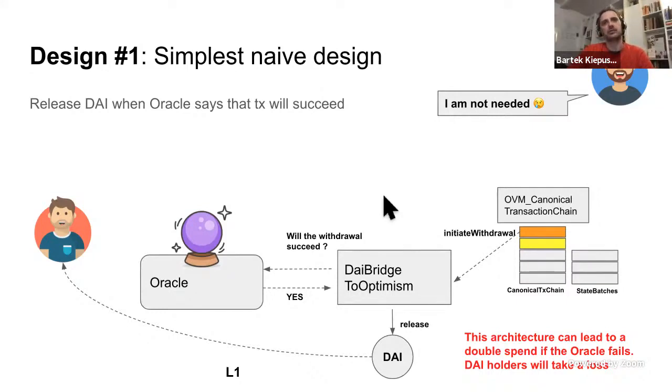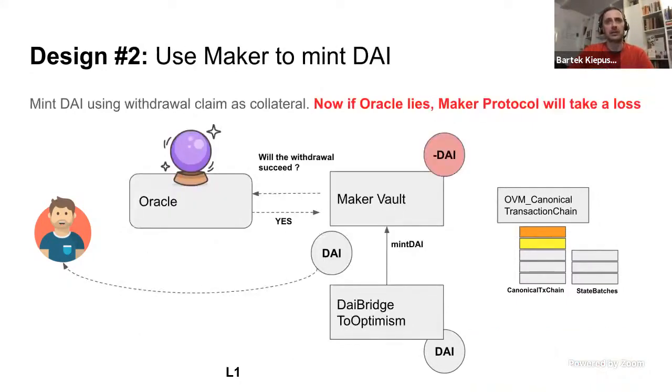But let's try to improve on this. So now, instead of just releasing the DAI, we actually print or mint DAI in a Maker vault, right? So the way it would potentially work now is that the user who would be trying to mint DAI would actually ask the bridge to do the fast withdrawal, and the bridge would ask the Maker Vault to mint DAI.